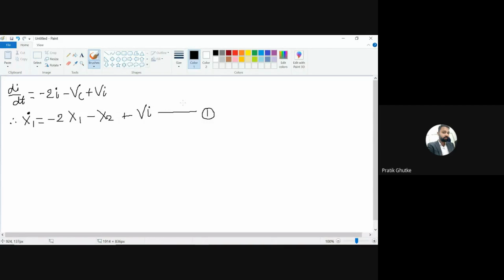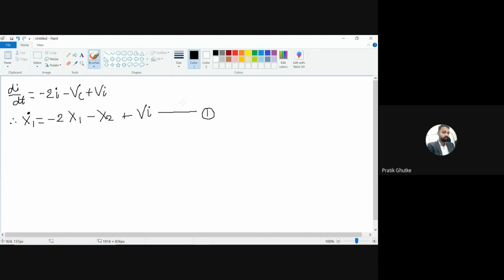So what would be x1 dot? It would be di by dt. Previously we assumed x1 equals I, therefore x1 dot equals di by dt, and x2, what did I consider? Vc. So x2 dot is dVc by dt. So by replacing all those values, my equation 1 would be x1 dot equals minus 2x1 minus x2 plus Vi.